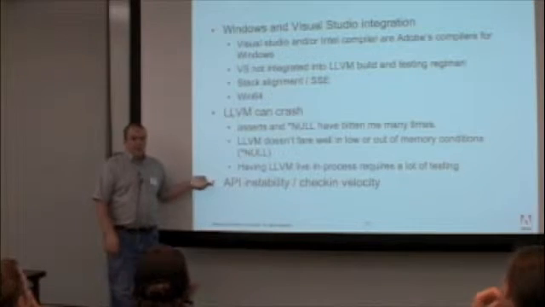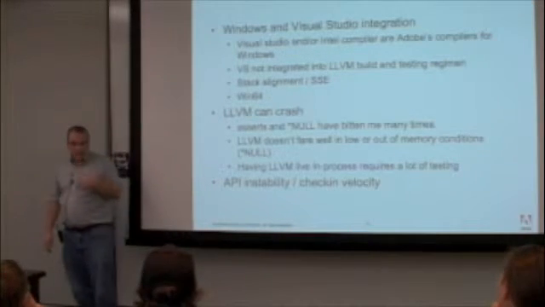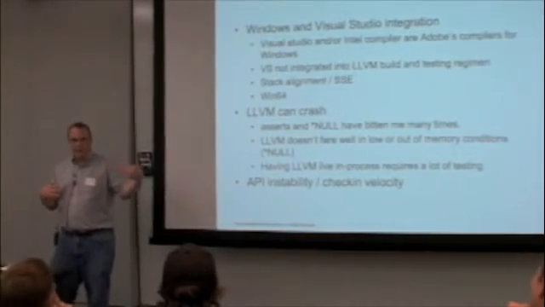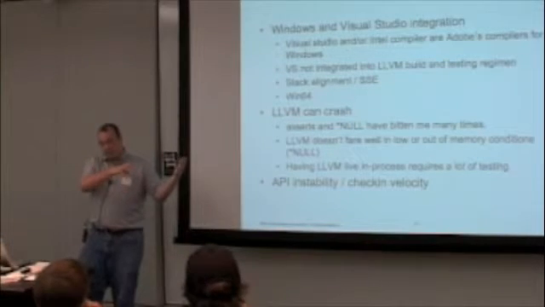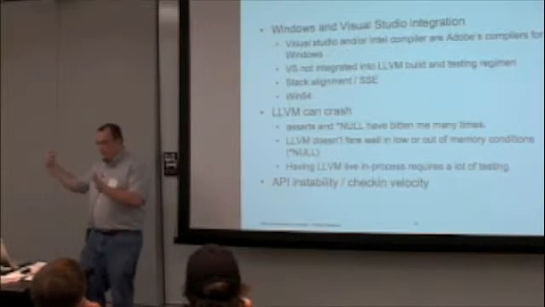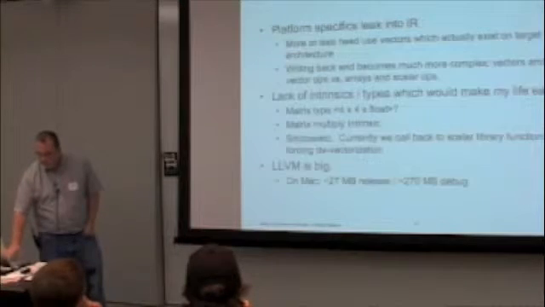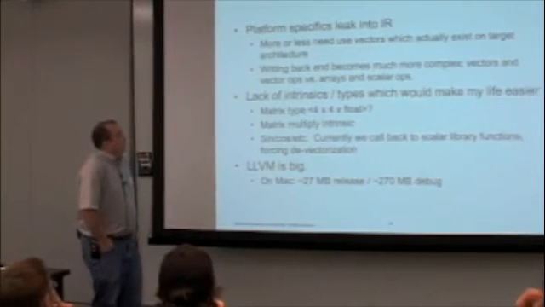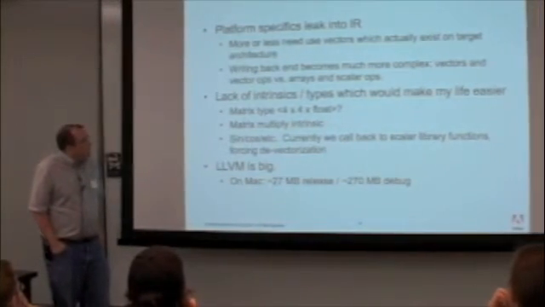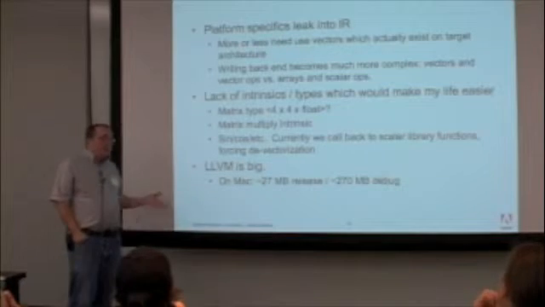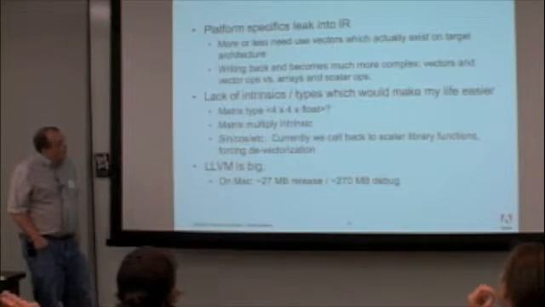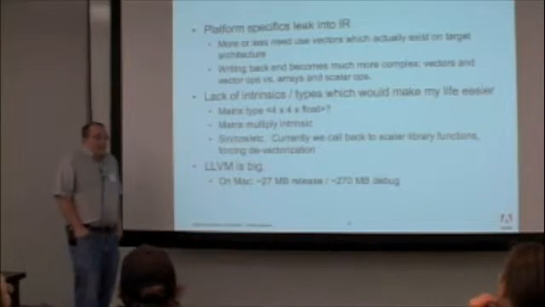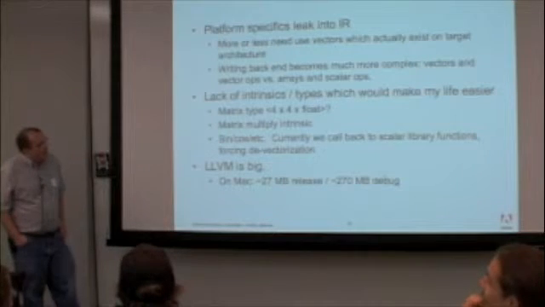In terms of staying on the main line, the API instability and check-in velocity of LLVM is a bit of a challenge. If your goal is to stay with the main line and you're integrating it into a much bigger system that's cross-platform, it requires a lot of work. Some things that were a problem are platform-specific details leaking into the IR, like vectors, since we do PowerPC and Windows, and Float2 versus Float4. Originally I was using Float16s for matrices and had to get rid of those.